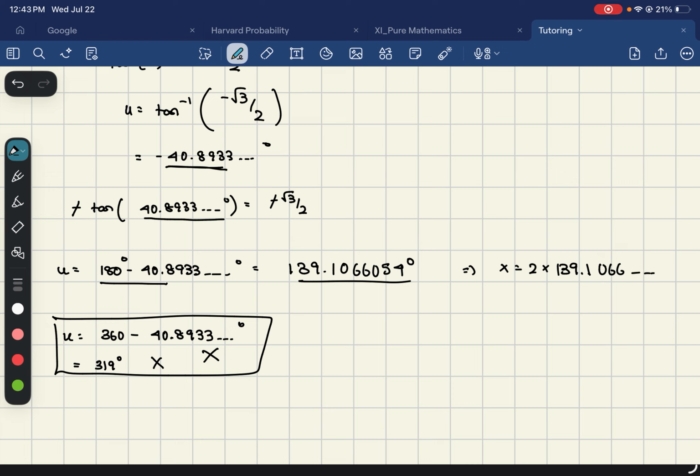So if you multiply by 2, you get 278.2 degrees. And that is the only answer that is valid. Sorry, 278.2 degrees. You only have one answer for E.